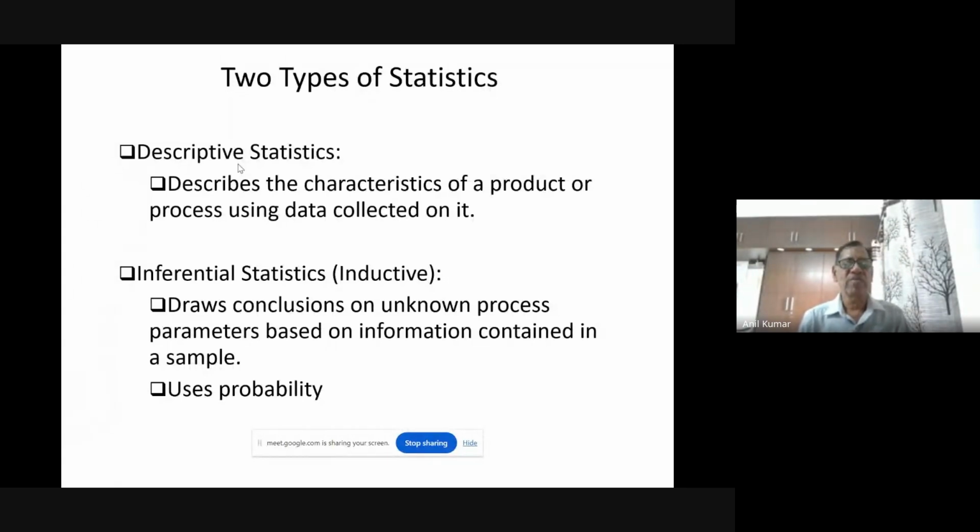So descriptive statistics only describes the characteristics of the data, whatever you have collected, simply describing. Inferential, based on the data you have collected in the form of a sample, you are trying to achieve findings for your total population. That is an inferential study.